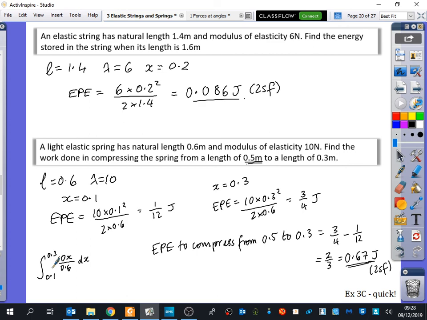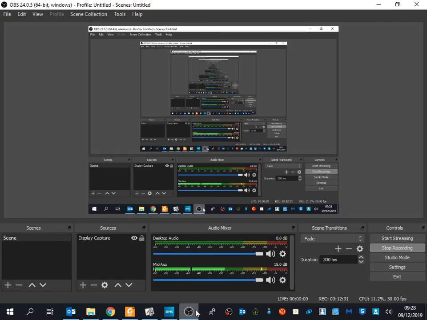Okay? So we're going to have a look at a quick set of questions from exercise 3C. Which ones? I will have a quick look now.